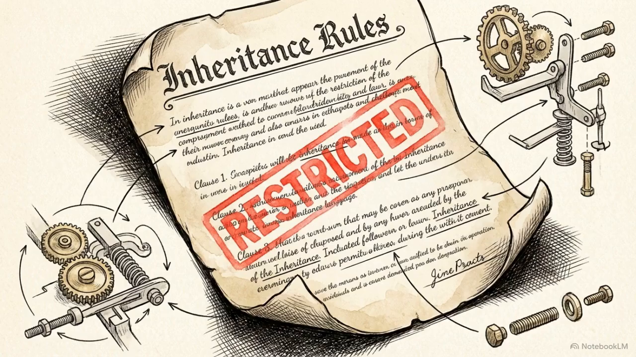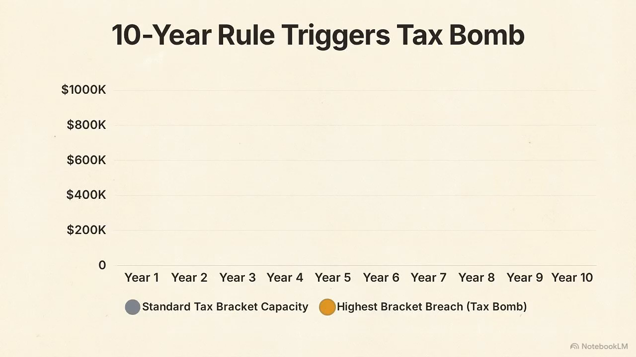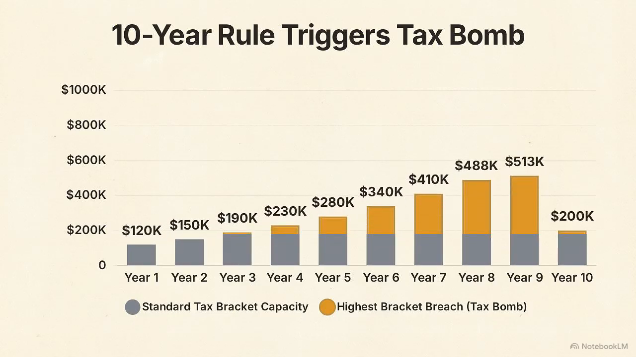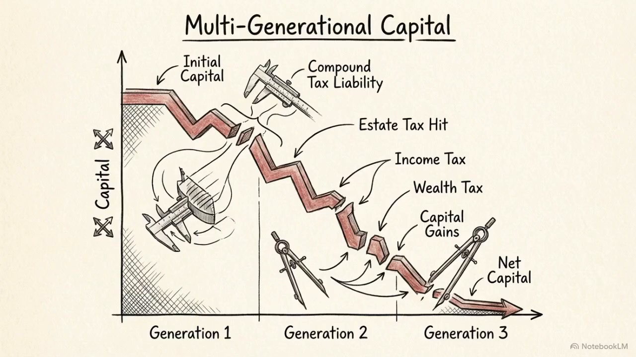When that capital passes to the next generation, the rules tighten further. Under current law, non-spouse heirs must completely empty an inherited IRA within 10 years. Distributing a lifetime of compound growth over a compressed 10-year window pushes heirs into the highest possible tax brackets. The standard pre-tax accumulation method engineers a compounding tax liability that actively erodes multi-generational capital.